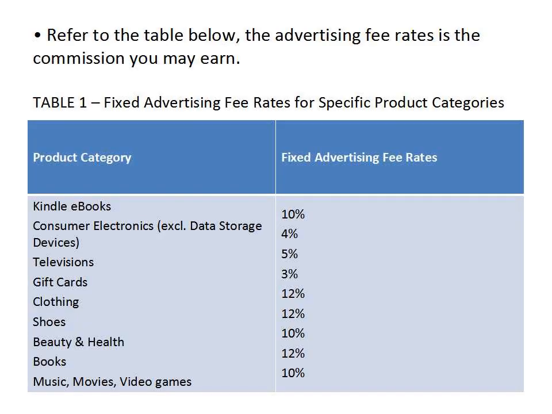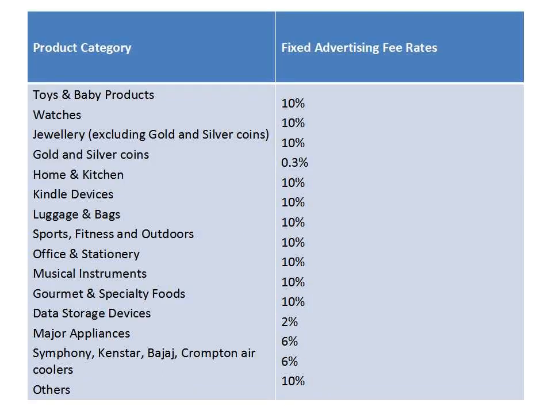The program's standard advertising fee structure is described here in Table 1. The advertising fee rate is the commission you may earn. It will vary depending on the category of products that are shipped, streamed, or downloaded as applicable in a given calendar month that constitutes qualifying purchases. Here are more product categories and their advertising fee rates.